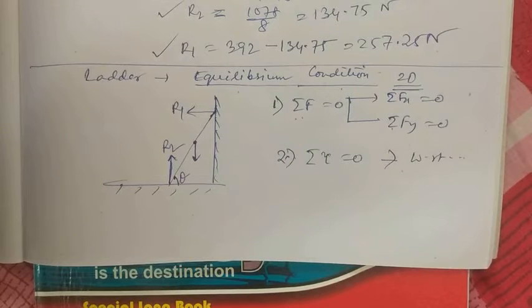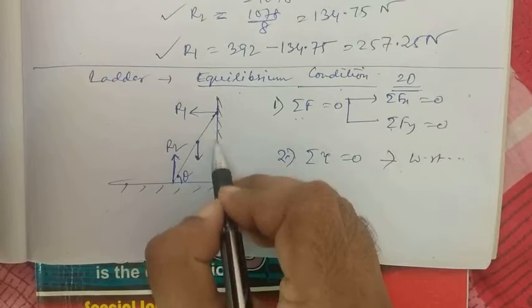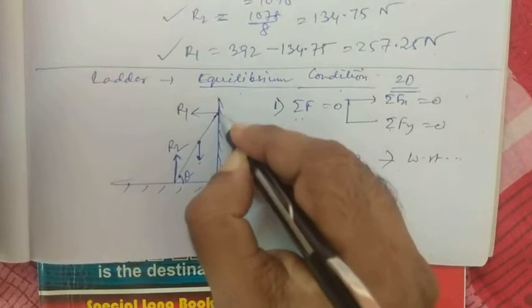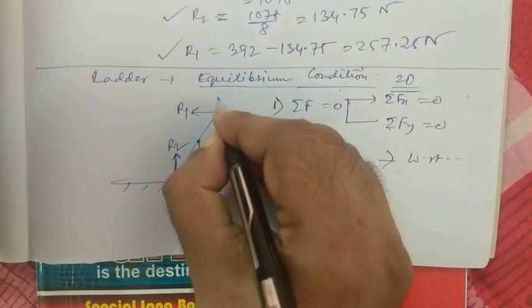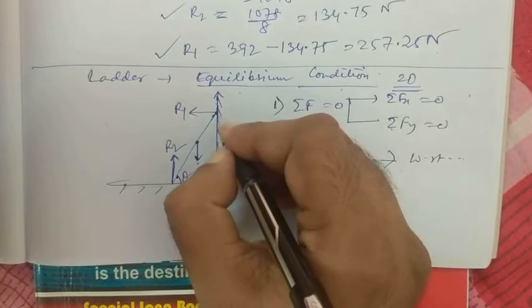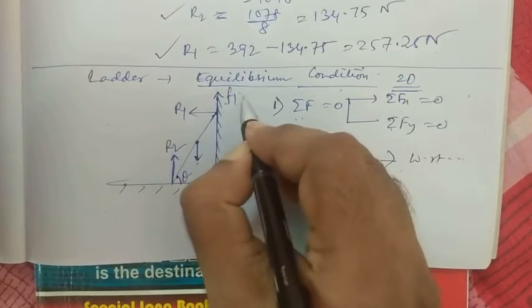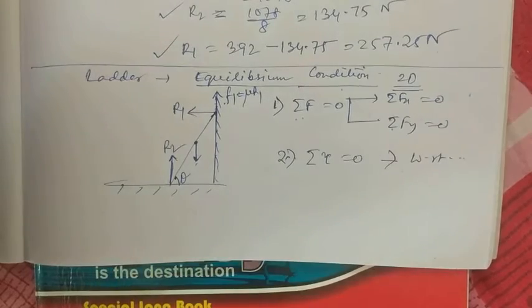Now if there is friction force on the wall as well as the ground, the top of the ladder, this tip, will try to move downwards because of this weight. So a frictional force will be acting in the upward direction, preventing the fall of this tip. So let this be small f1 is equal to mu R1, because here the reaction force is R1.